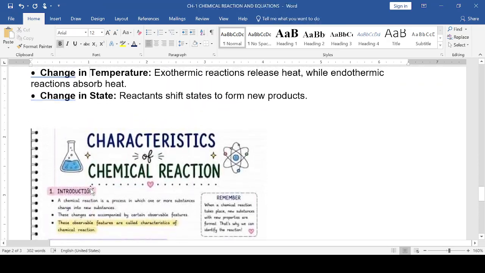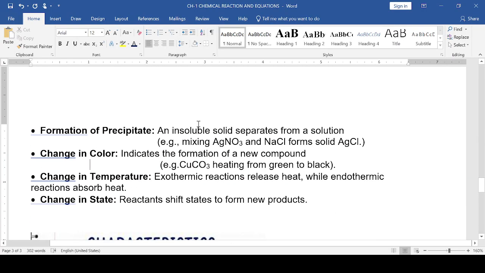Formation of precipitate. An insoluble solid separates from a solution. Whenever mixing AgNO3 and NaCl, it forms solid AgCl. The insoluble component you can find at the bottom of the beaker. We call it a precipitate. Change in color, a new compound is formed. CuCO3, after heating, turns from green to black. So it shows that a chemical reaction has taken place.